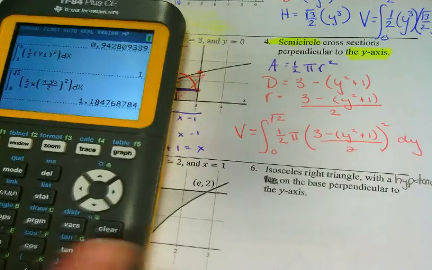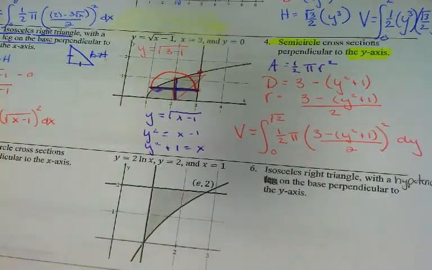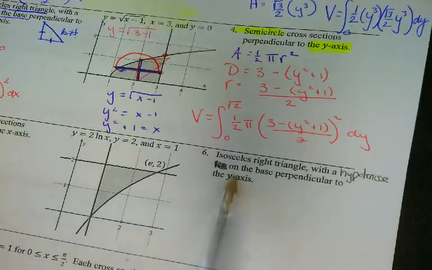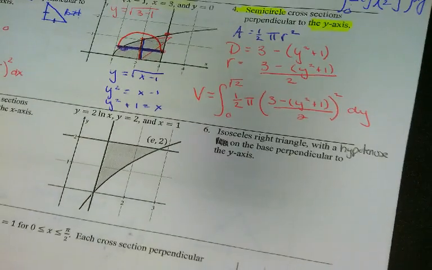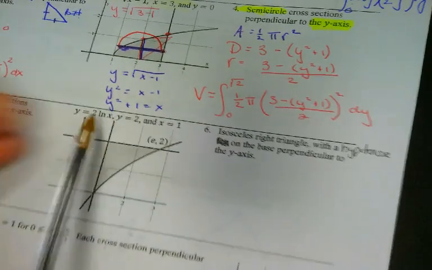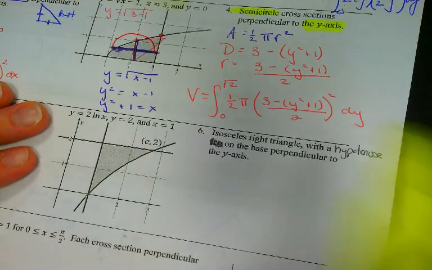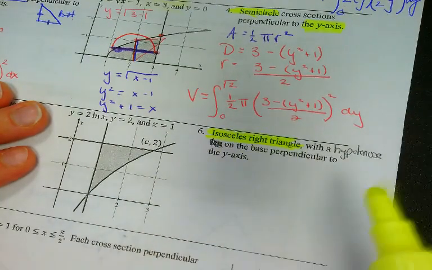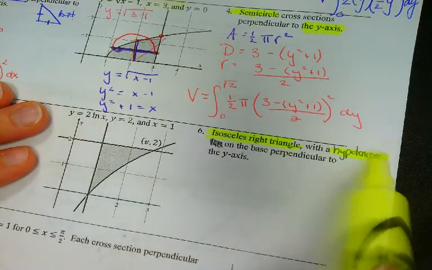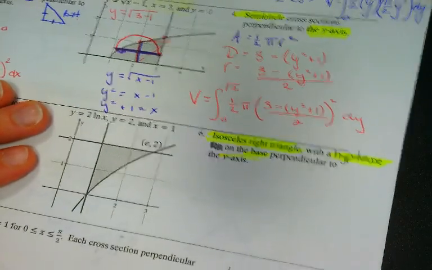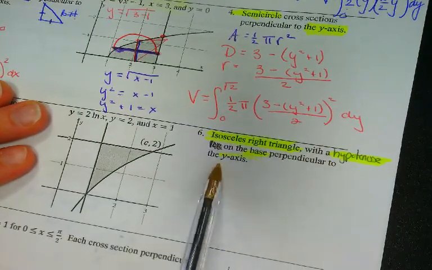All right, let's see. I want to try just maybe one more on here that we haven't done. We did equilateral, semicircle. Let's try just this number 6 here. Based off this function, we want an isosceles right triangle. So there's our key, whose hypotenuse is on the base and then perpendicular to the y-axis. Okay, isosceles right, hypotenuse on the base, perpendicular to the y.